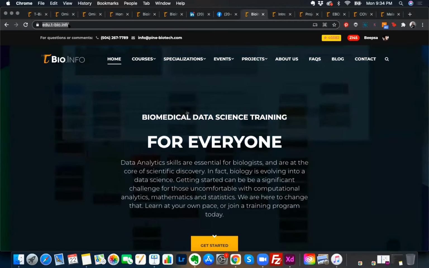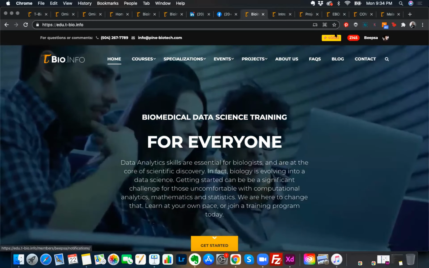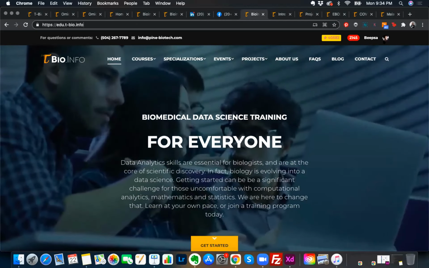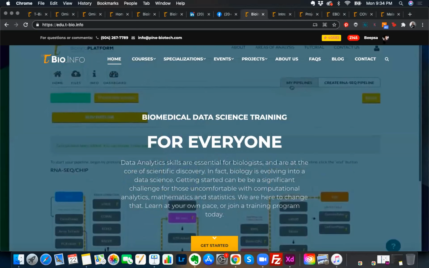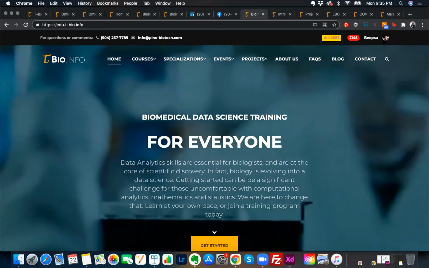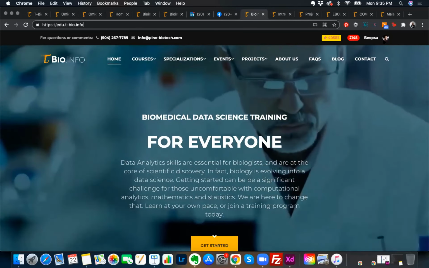Once you are in this platform, you will notice, I'm already logged in. If you're not logged in, you'll find either a register or a login button. You can register with an email ID, or there is also registration via any of your social media IDs. So please go ahead and register.